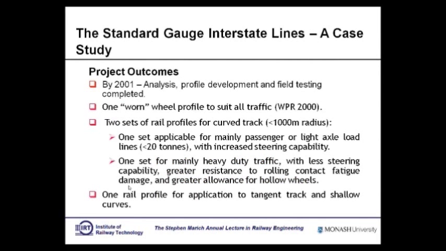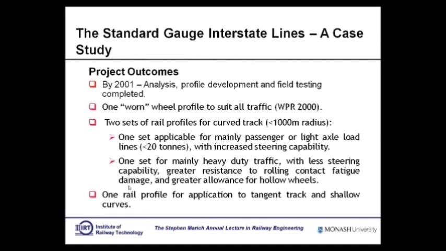The outcomes of the project: by 2001, the analysis, profile development and field testing had all been completed. What came out of that was that we developed one wheel profile to suit all traffic. That was based on a worn kind of wheel profile, similar to the work we had done for BHP. That profile was called WPR 2000.